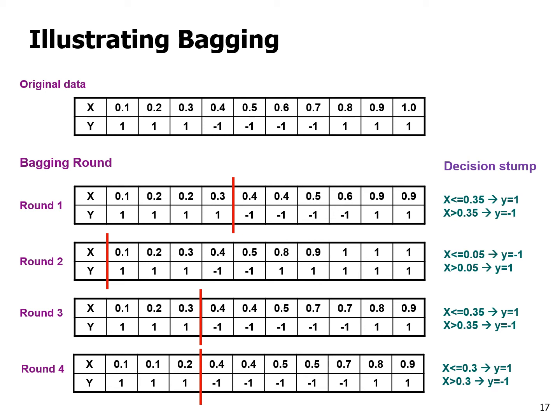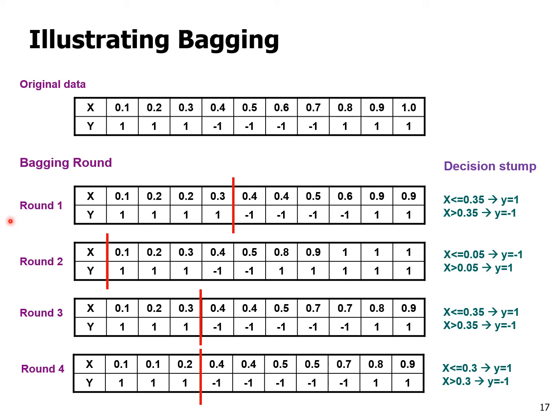This one shows the detailed example of using bagging. Again, let's say we have original data which look like this. X is the input feature, and Y is the class label. It's binary, 1 or -1. If X is 0.1, class value is 1, or if X is 0.7, class value Y is -1, et cetera. So we do bagging, which means we generate multiple samples.